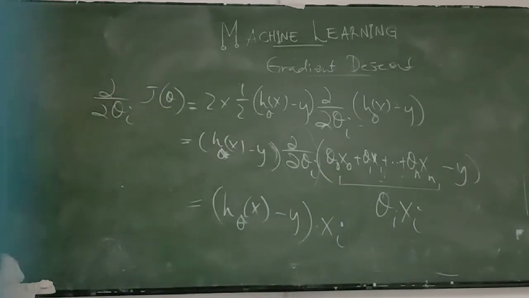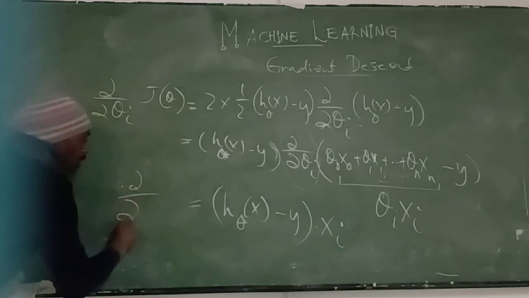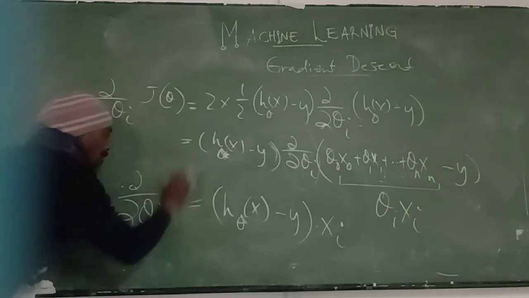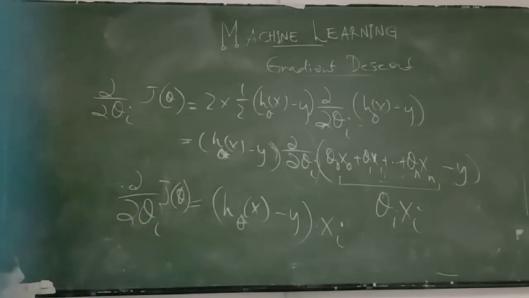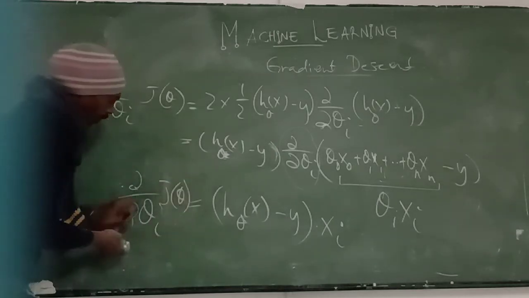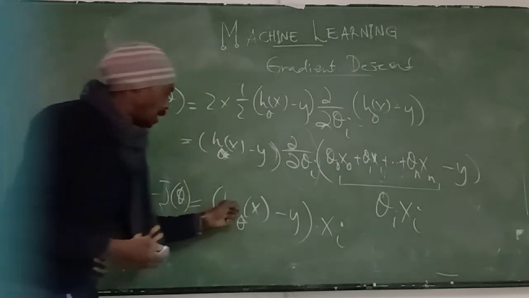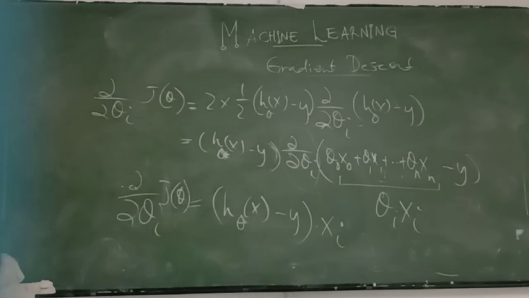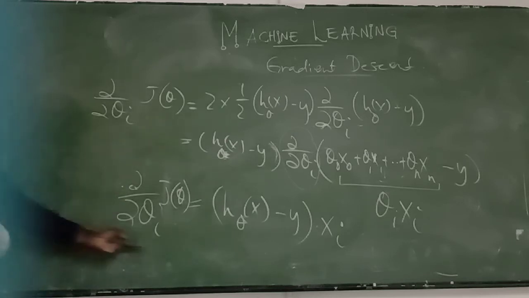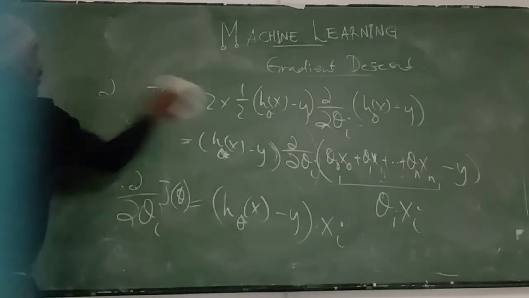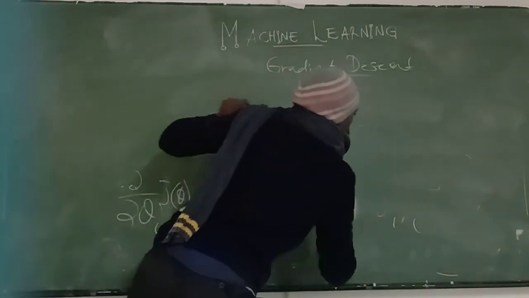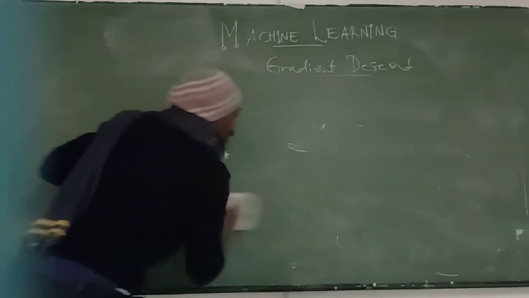So now what we need to do: this is the partial derivative of J of theta with respect to theta i. Now it is given as that. So we need to go back and update our equation and update our algorithm. Alright? It is given as that. So I just have to erase the board.